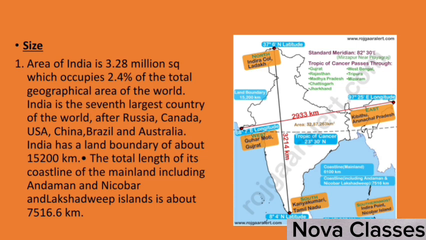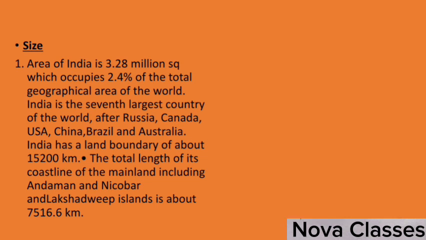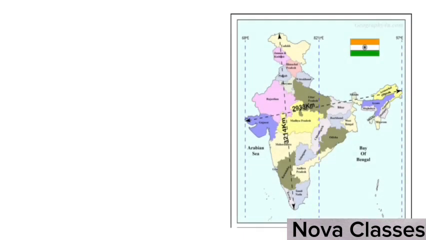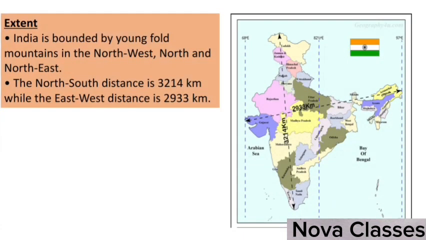Okay, and what is the coastal boundary? That is 7,516 kilometer. Okay, and after that land boundary, that is 15,200 kilometer. Now we are going to talk about the extent of India. What are we going to talk about? We are going to talk about the extent of India.